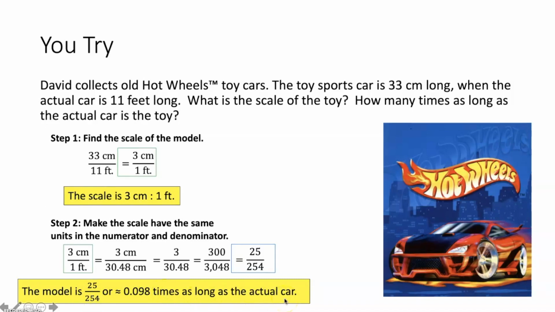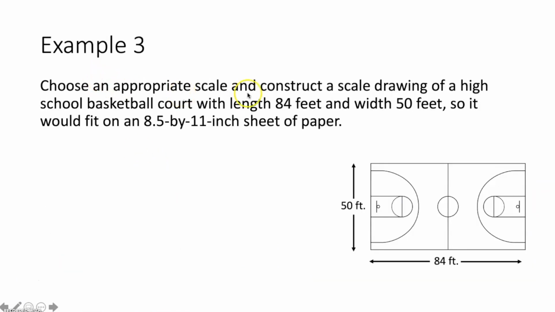Now, example 3 says choose an appropriate scale and construct a scale drawing of a high school basketball court with length 84 feet and width 50 feet, so it would fit on an 8.5 by 11 inch sheet of paper. So the first thing you need to note here is that answers may vary. You may get a different scale than I do, and that's okay as long as your basketball court still fits on this sheet of paper.